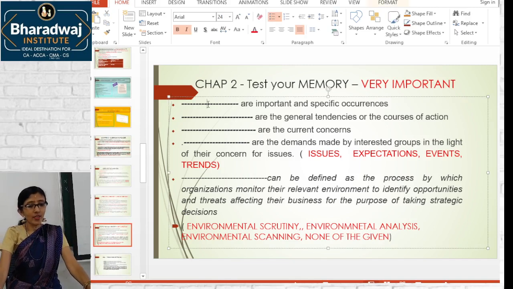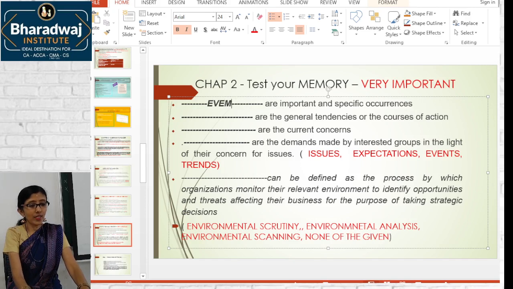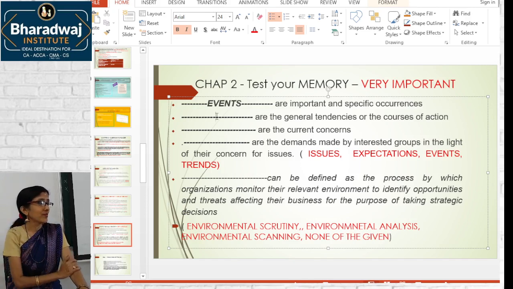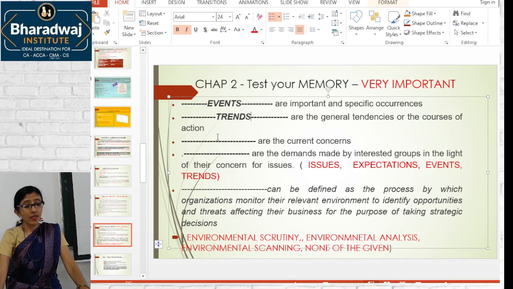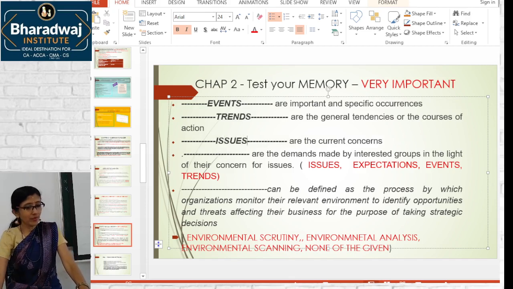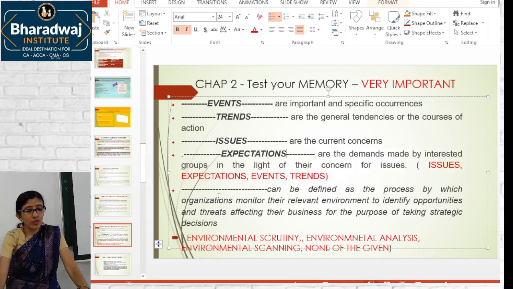What are the important dash are important and specific occurrences? Events. The event is an occurrence, isn't it? We always say events. They are general tendencies or course of action. Trends. You know, the trend line, we say, isn't it? Yes. Concerns. When you name concerns, issues, concerns, problems. And there are demands made by the people. Expectations. Very good. Now, this one.